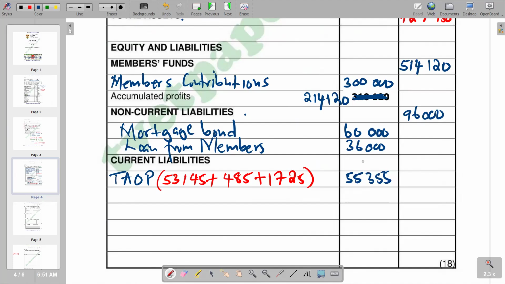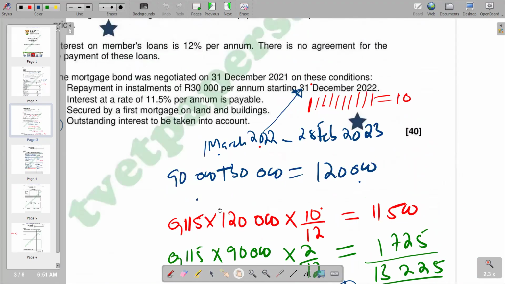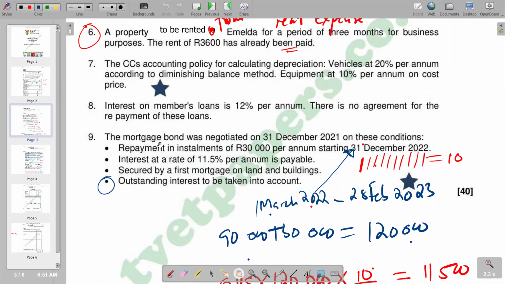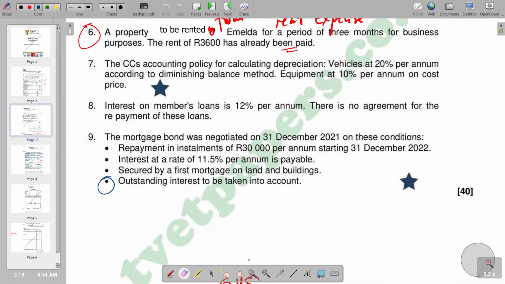Other than that, if you go to your entire information, you are going to see the information given here under the mortgage bond. You'll see that we have got repayment total, which is 30,000, and also we have got an outstanding interest amount. The outstanding interest amount represents the interest capitalized.